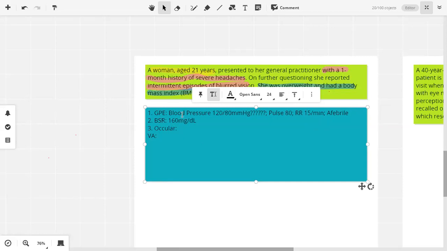Now these two examinations are very important. They might look simple to you, but they're very important. So visual acuity, when we perform a visual acuity, it's 6 by 18 OD, right eye, and it's 6 by 12 OS, left eye.